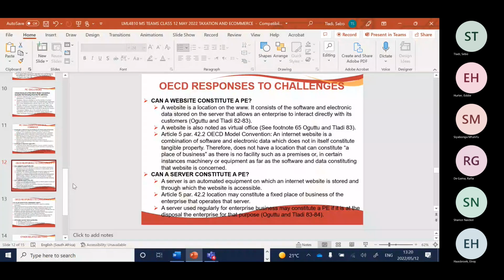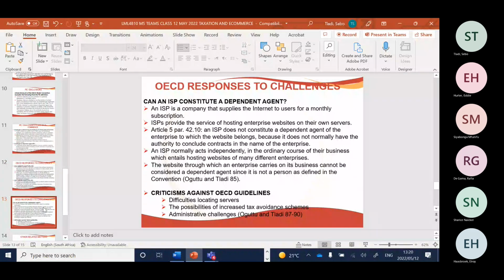Another question is, can an ISP constitute a dependent agent? We saw earlier on that you will need those dependent agents to run some things for the company itself, the host company. So here the question then is, can it constitute a dependent agent? And an ISP is a company that supplies the internet to users for a monthly subscription. Again, refer back to the slides, the first class, I think, the virtual class that we had. It has those definitions, or the second one. Then an ISP provides the services of hosting enterprise websites on their own servers.